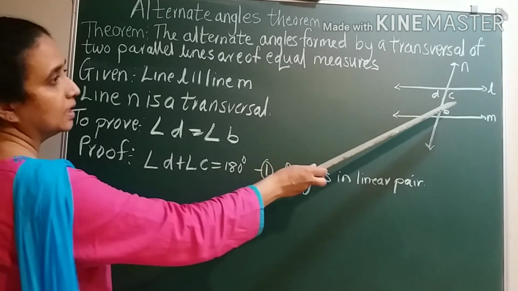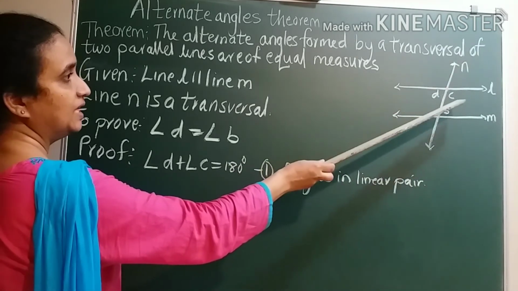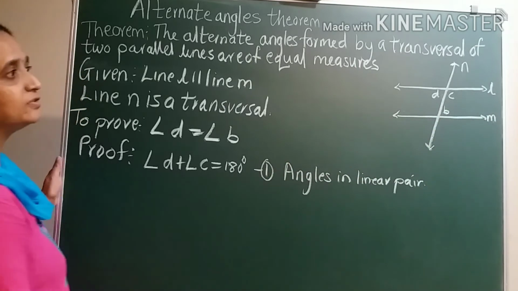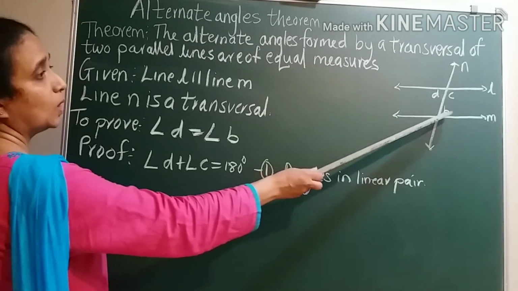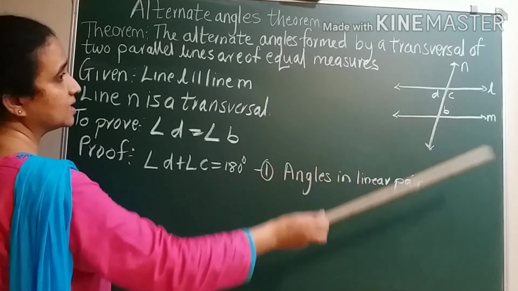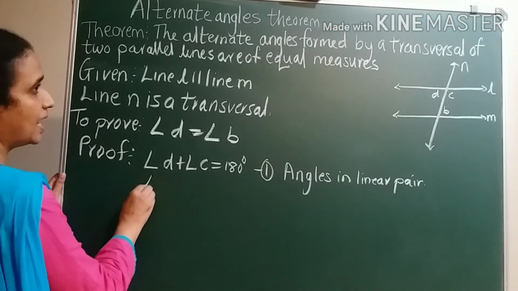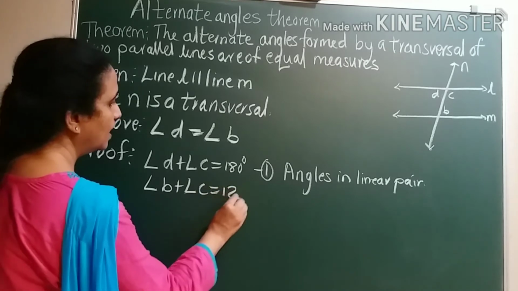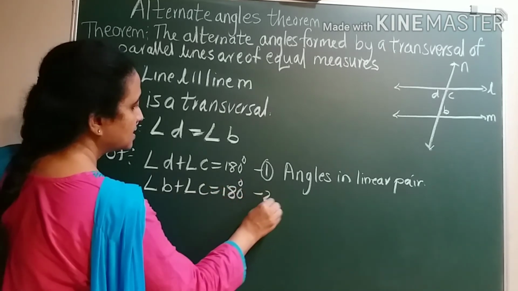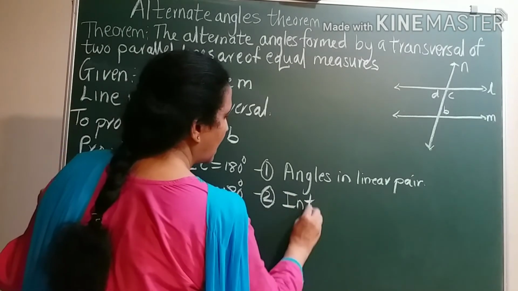Now, if you see in the figure, angle C and angle B are which type of angles? Interior angles. And we have studied the interior angle theorem. And what does that interior angle theorem state? That these two angles, interior angles, are supplementary. So we are going to write over here angle B plus angle C is equal to 180 degrees. Second, you will write the reason, interior angle theorem.